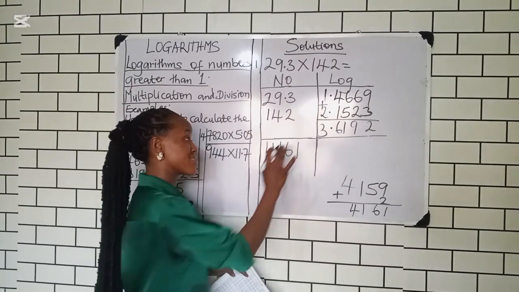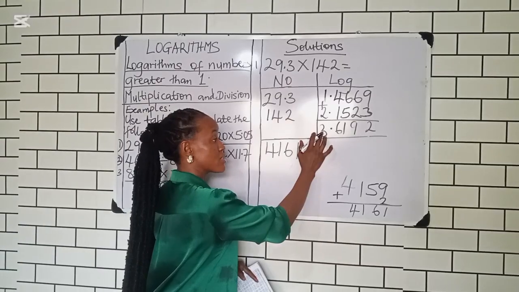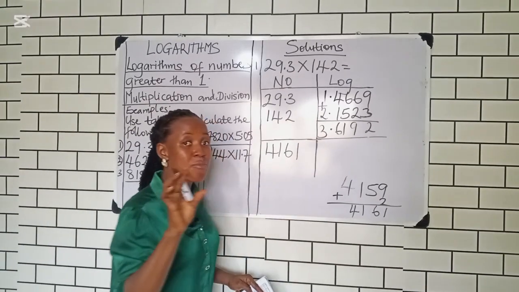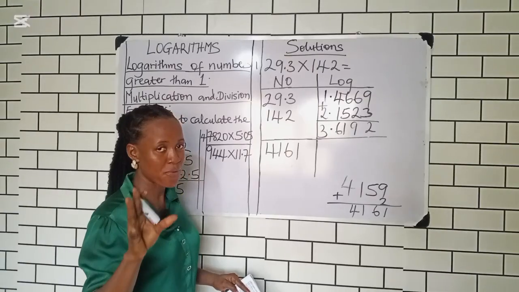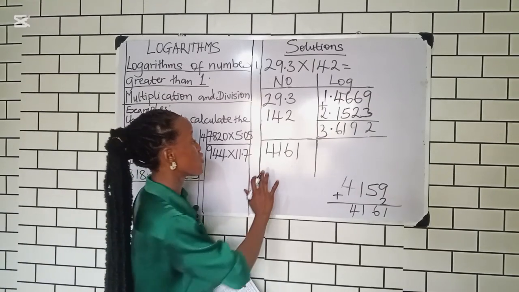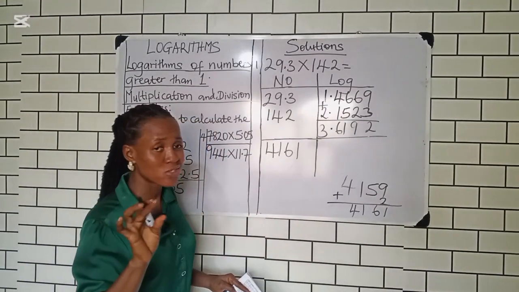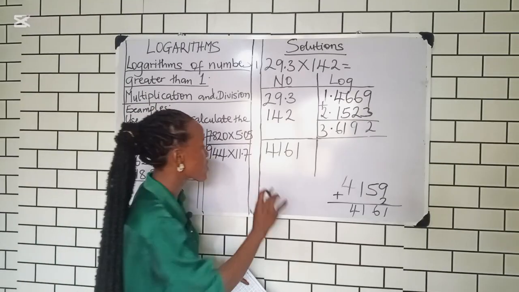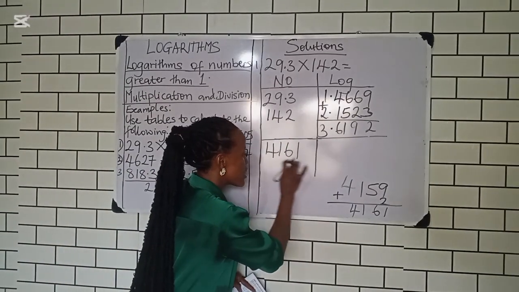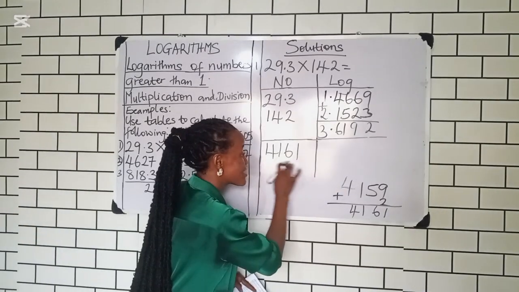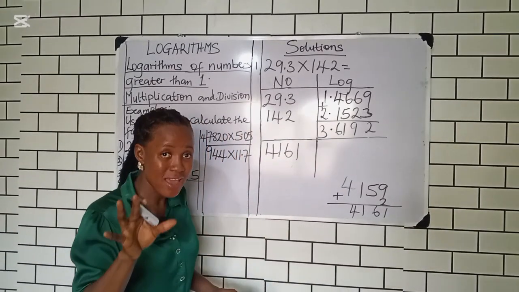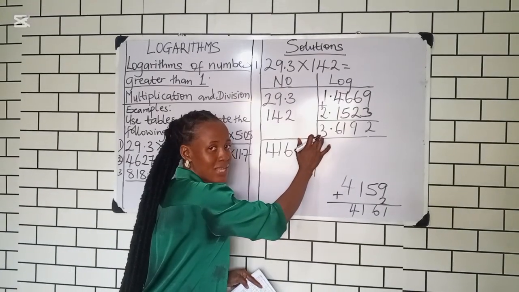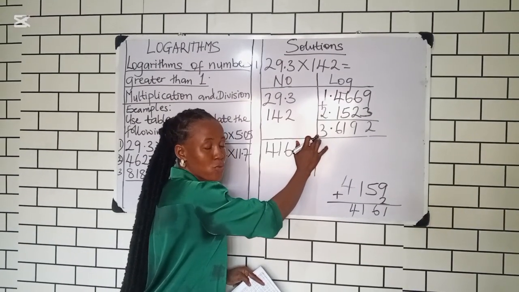Now what is the work of the characteristic side? The characteristic part, which is 3 here, determines the position of your decimal point. And how would you position the decimal point? You position it in such a way that when you convert this number to standard form, your power of 10 is going to be the same number as your characteristic part. Do you get?